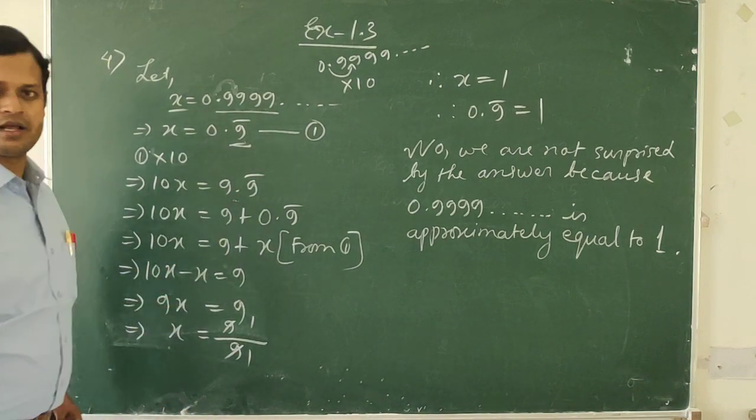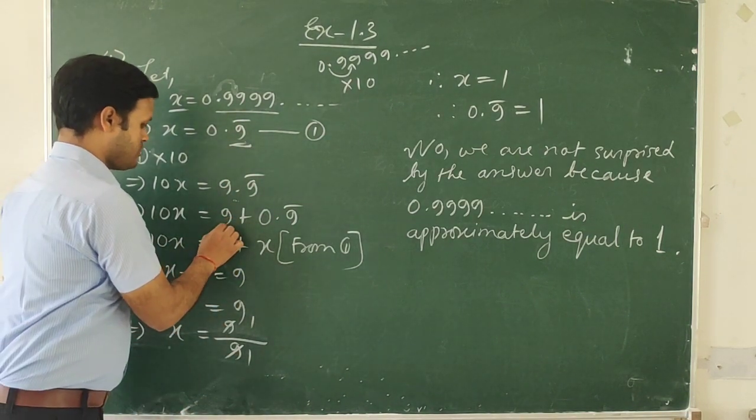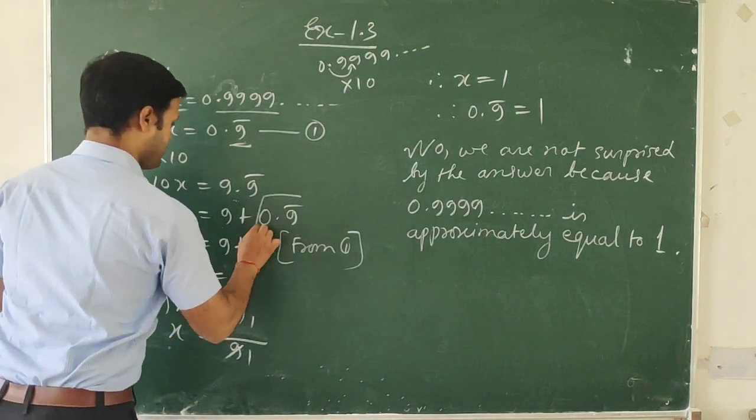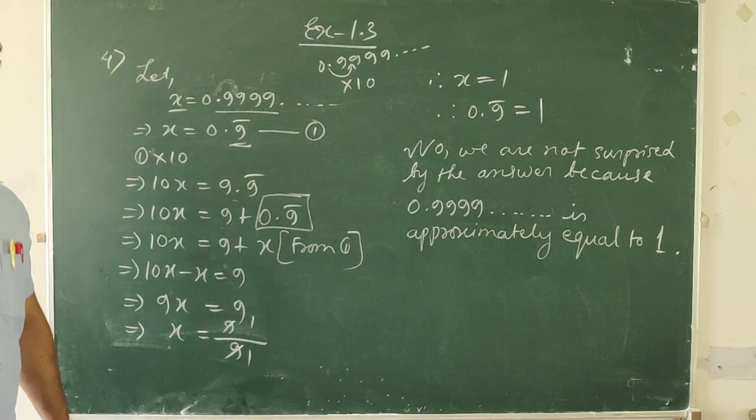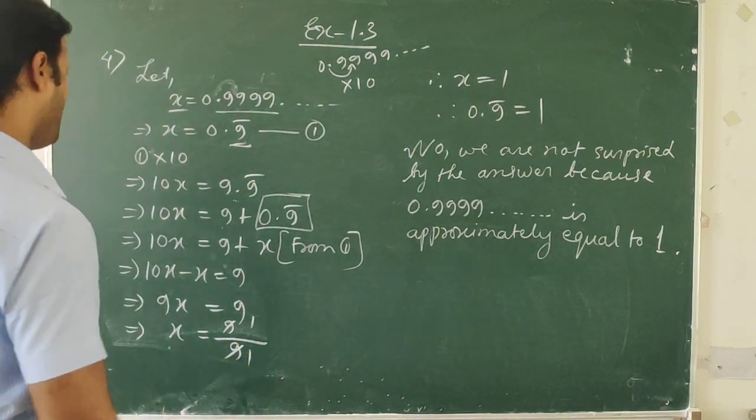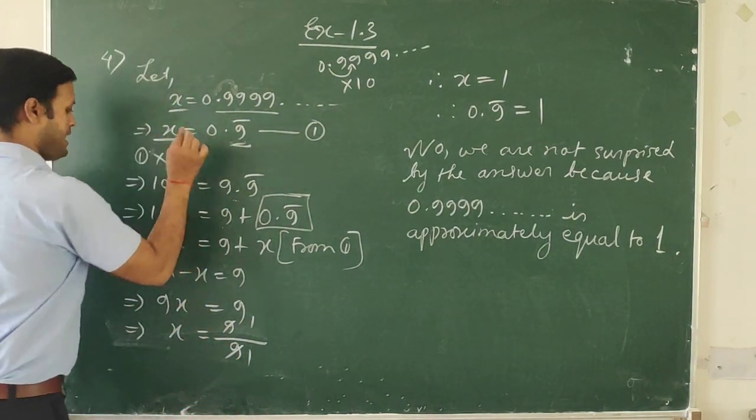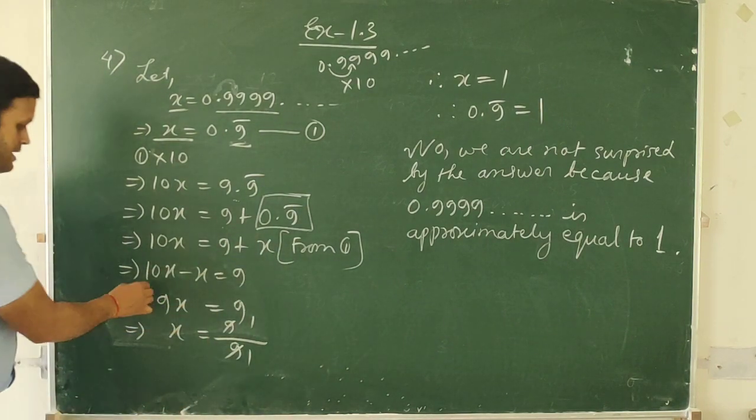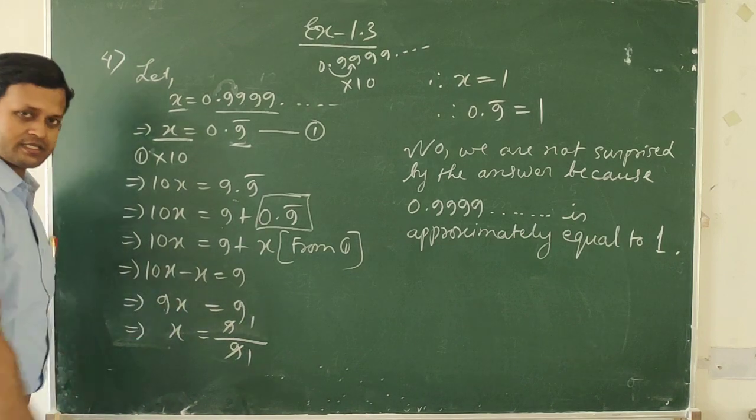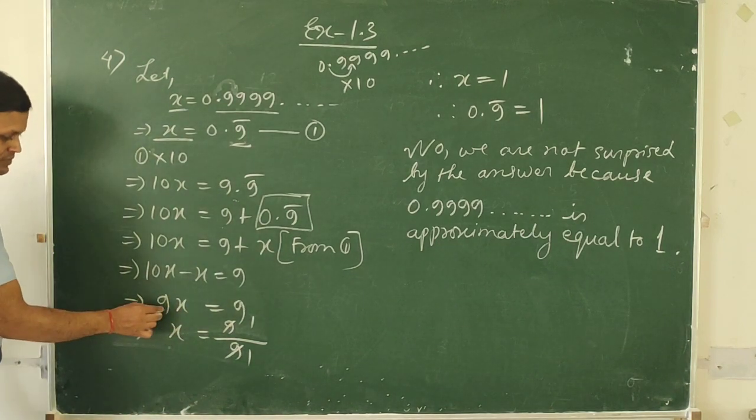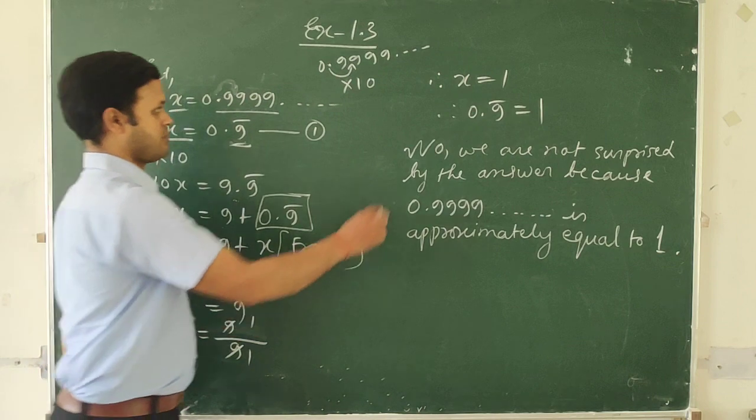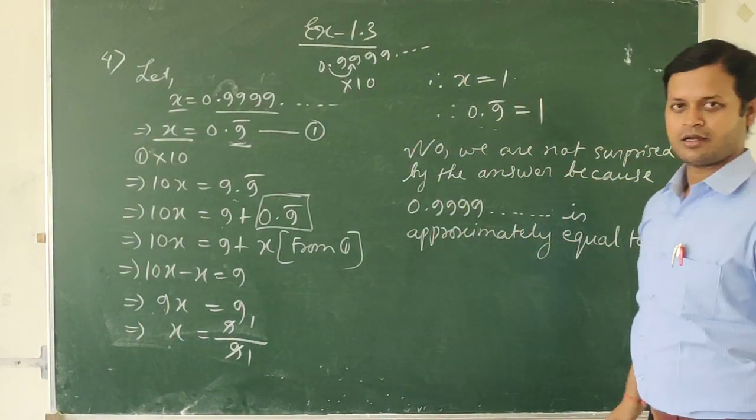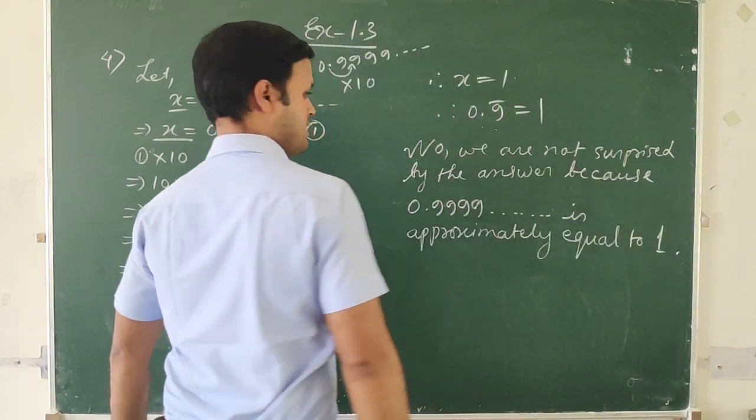Now 9.9 bar, can you write it this way? 9 plus 0.9 bar. Now in place of 0.9 bar, what can you write? Instead of 0.9 bar, you can write x. So write x here, and x will be on the left hand side. So 10x minus x will become 9x. 9 is multiplied with x here; if you take it to the other side, it will get divided. Therefore x is equal to 1. Therefore 0.9 bar is equal to 1. Understood? 0.9 bar is equal to 1.